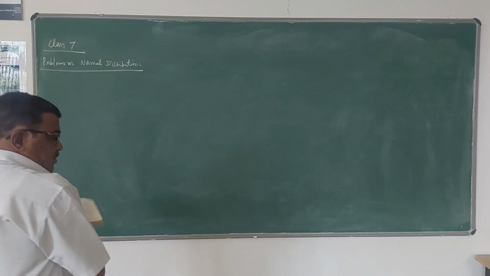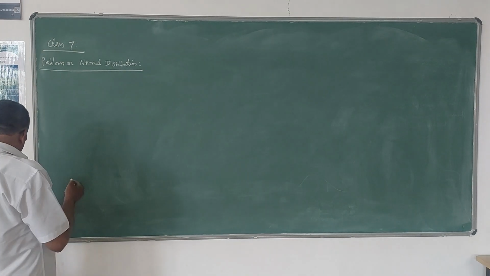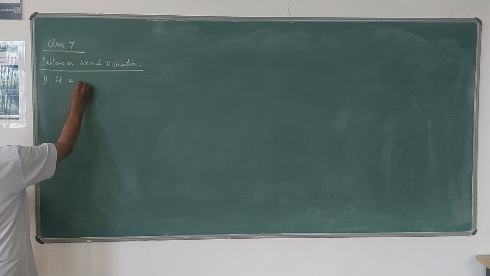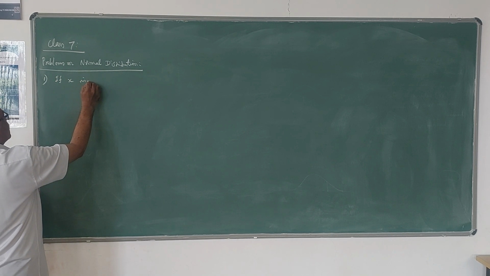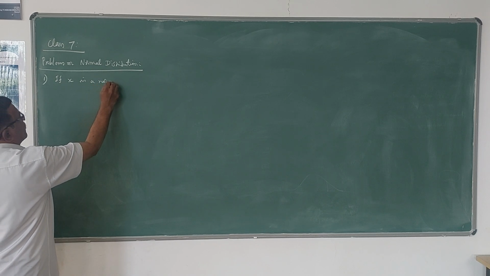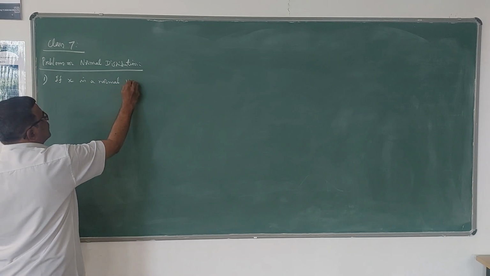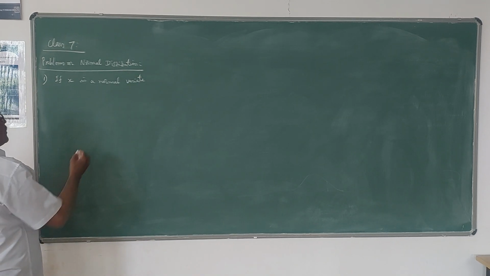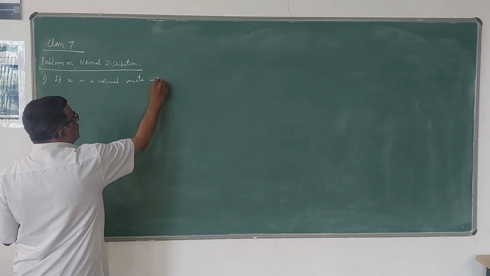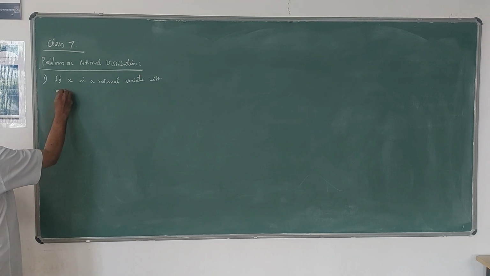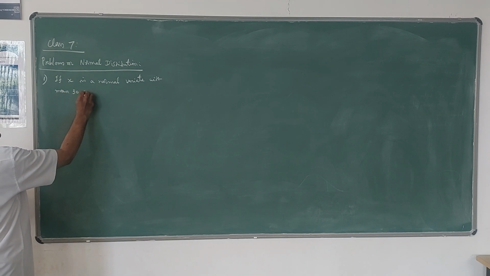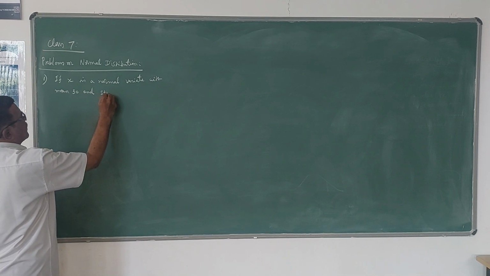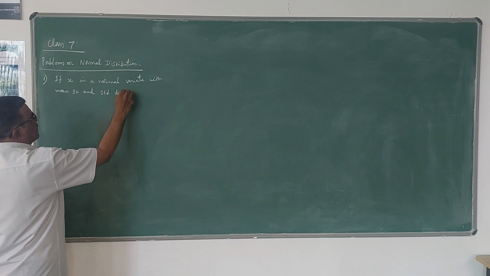Let us solve some problems on normal distribution. First problem: if x is a normal variate with mean value 30 and standard deviation 5.